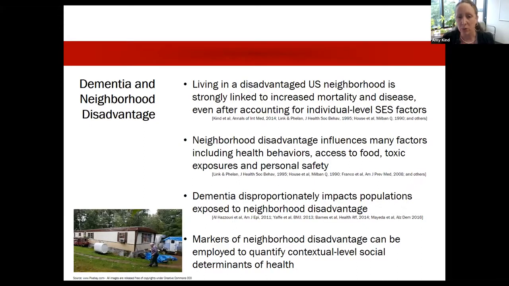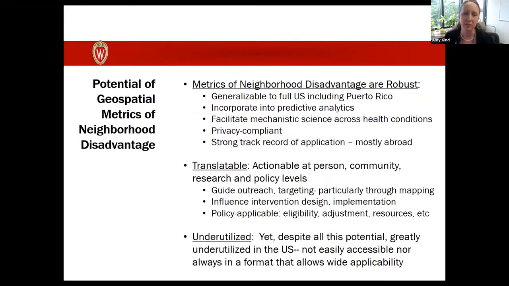Dementia clinical syndromes do disproportionately impact populations that are exposed to neighborhood disadvantage. And we can also say that quantifications of neighborhood disadvantage can be employed to learn about the health of populations across a number of different spectrums. This becomes important because these geospatial metrics of neighborhood disadvantage are the cornerstone of health policy in a number of non-US health systems. The metrics are robust.